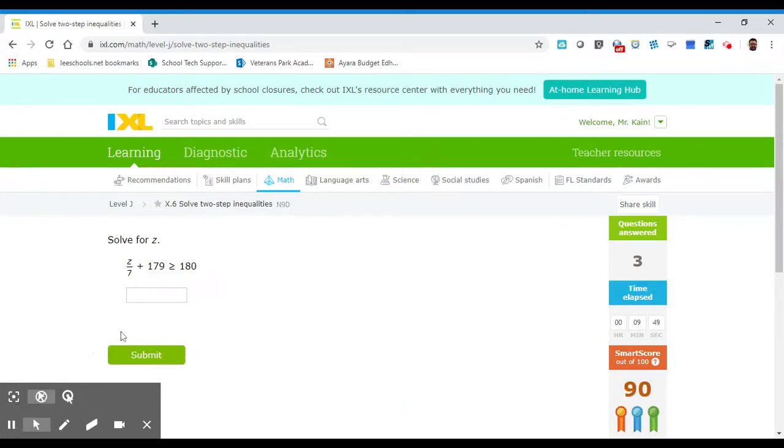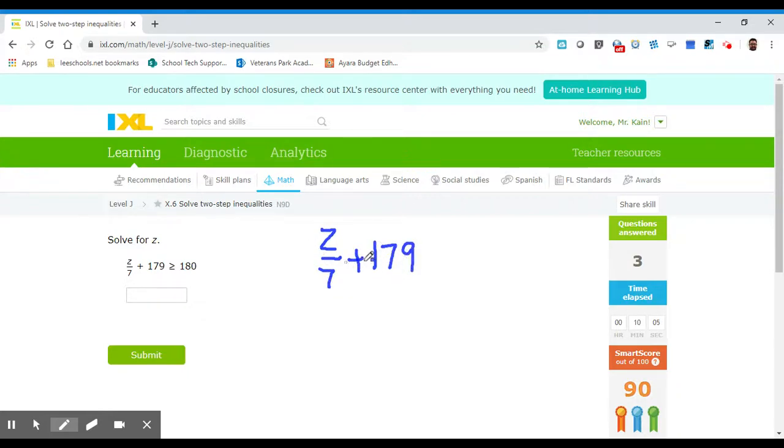All right. The next level looks like it's going to be the 90 plus. So let's go ahead and just attack this problem. So we have some number, set of numbers, divided by 7. When we add 179, will give us a list of all the numbers that are greater than or equal to 180. So what we need to get rid of is this, and we need to get rid of this. So we're going to start by subtracting 179 from both sides.